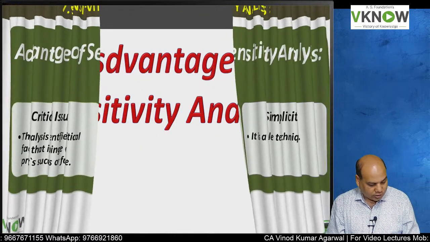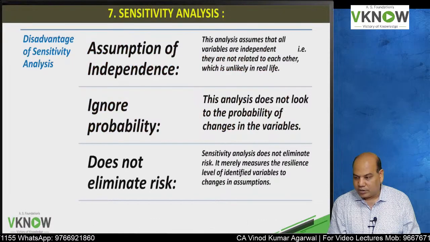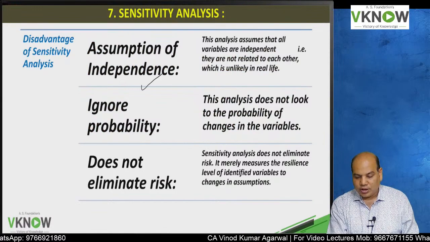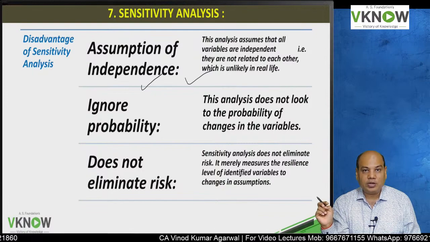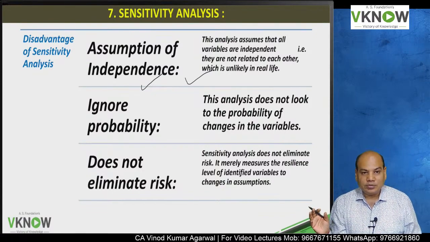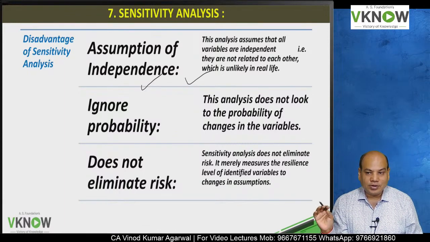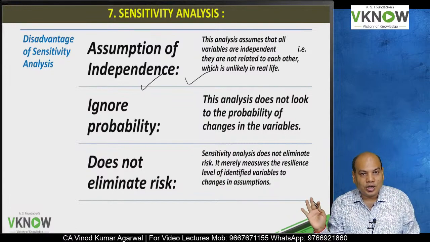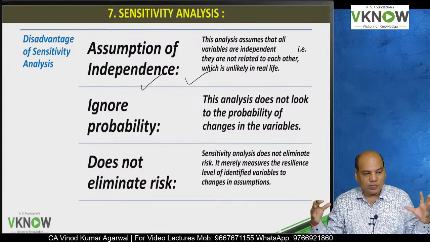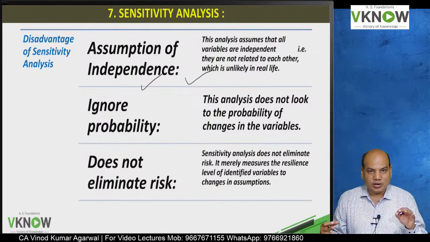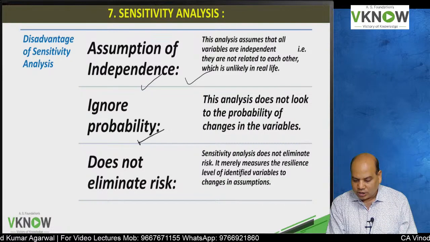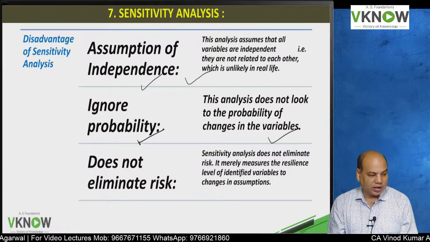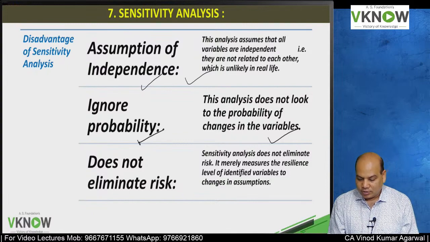Then what are the disadvantages? The disadvantage of sensitivity analysis is that it assumes independence of variables. Only one variable will be tested at a time, other variables will be kept constant. But in reality, more than one variable can change at a time. Selling price can reduce, at the same time material cost can increase, and quantity sold can decrease. So multiple factors can change at a time, but sensitivity analysis says to test only one variable at a time. It also does not take into account the probability of changes in the variable. We are not going to discuss probability here.